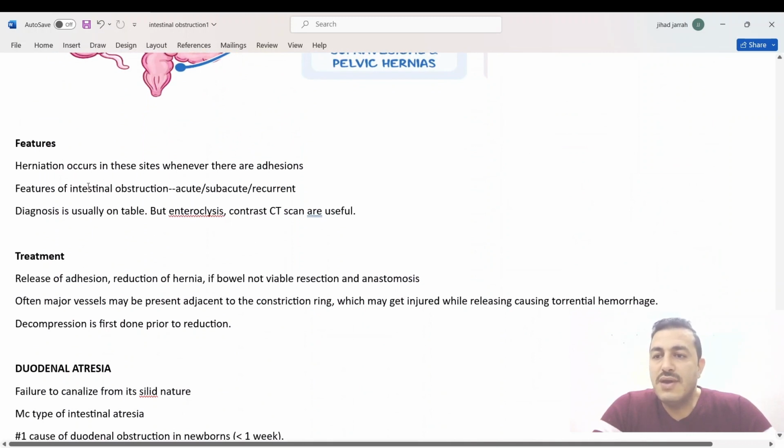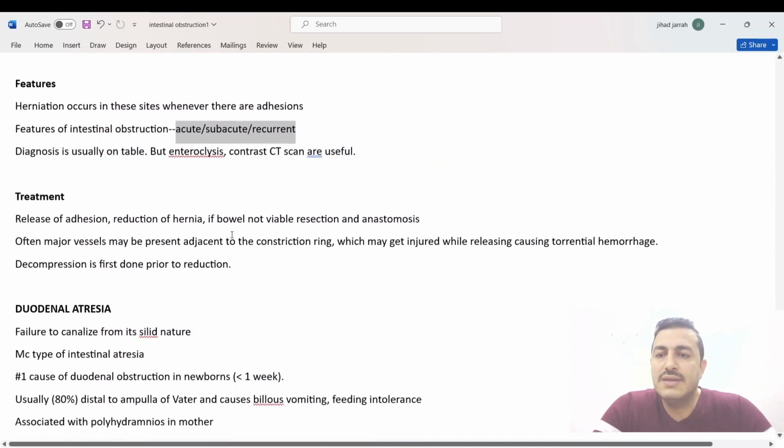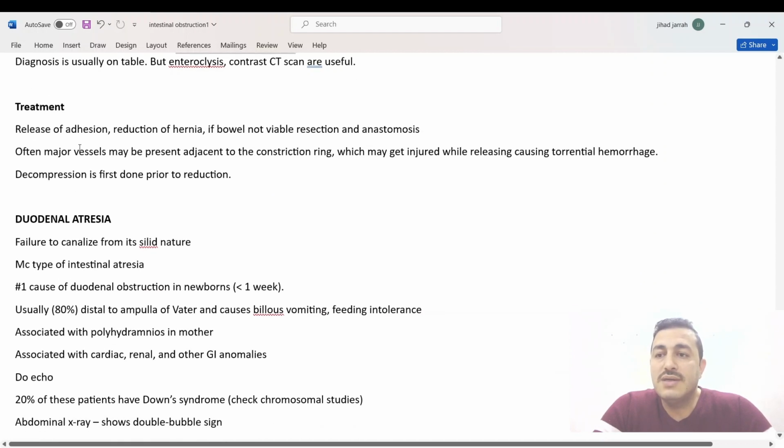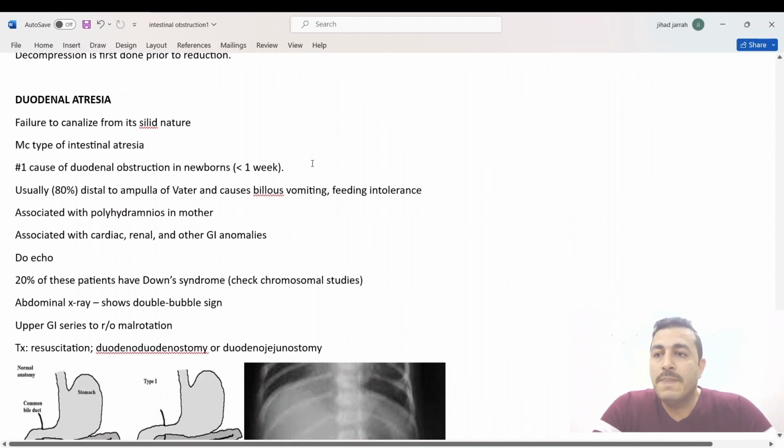The features are features of intestinal obstruction. They are actually associated with adhesion, can present as acute, subacute, or recurrent, and are diagnosed usually at the time of surgery, but some studies such as CT or barium enemas can help us. Treatment is release of the adhesion and resection of the hernia, and depending on the viability of the bowel, we proceed with resection or anastomosis or just reduction.